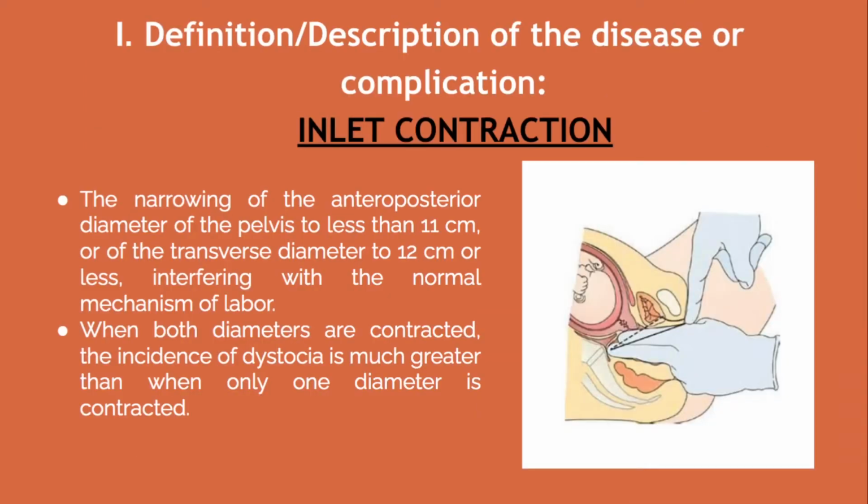To open, we'll first discuss inlet contraction. So what may we think about when we discuss inlet contraction? Inlet contraction is defined as the narrowing of the anterior-posterior diameter of the pelvis to less than 11 centimeters, or of the transverse diameter to 12 centimeters or less, interfering with the normal mechanism of labor. So when both diameters are contracted, the incidence of dystocia is much greater than when only one diameter is contracted. Dystocia is defined as difficult or obstructed labor.